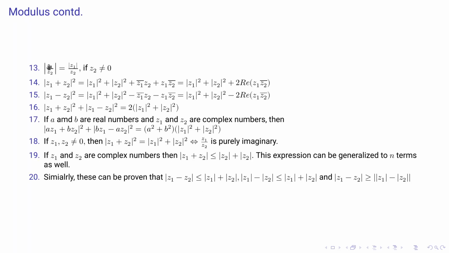Property 13 says that modulus of z1 by z2 is equal to modulus of z1 by modulus of z2 if z2 is not equal to 0. So you can study all this, and I'm not going to just read it out. You can study and try to prove this yourself. If you get into a problem, let me know in comments and I will move forward.